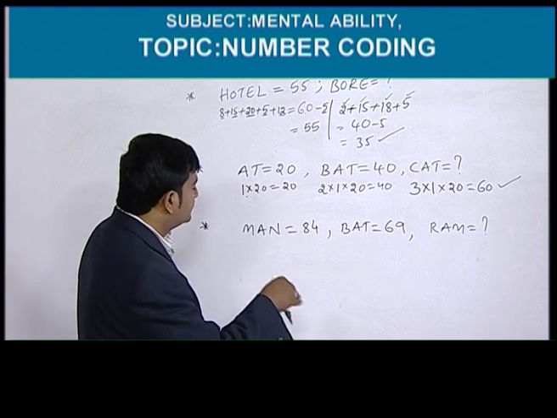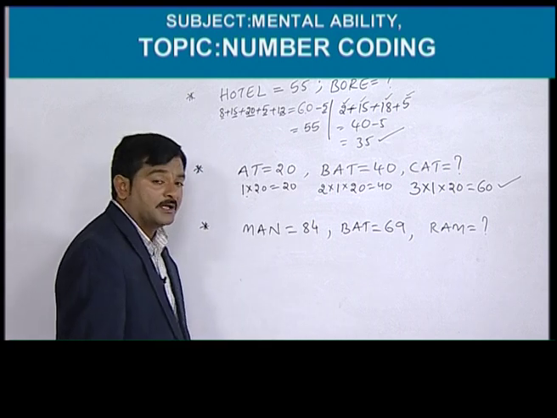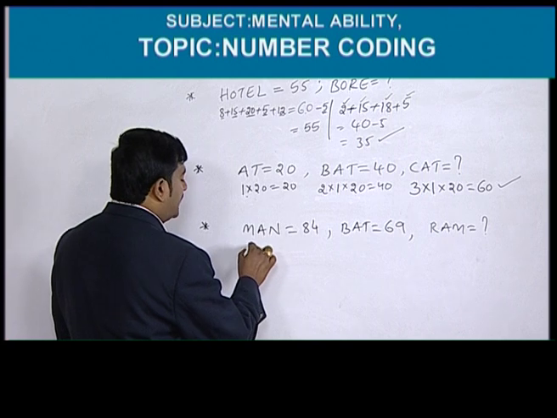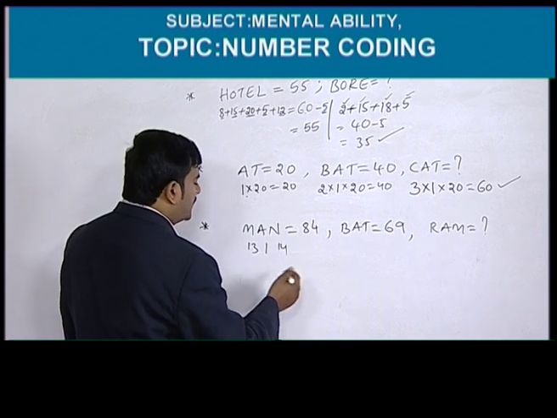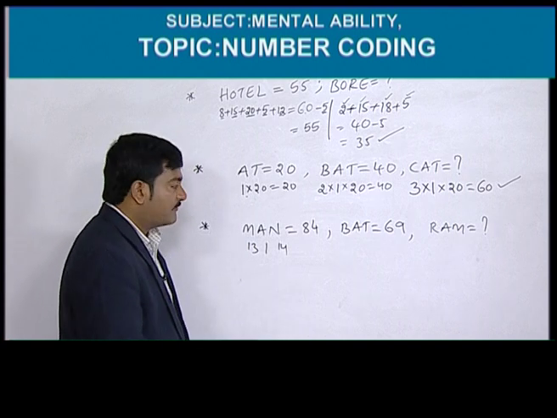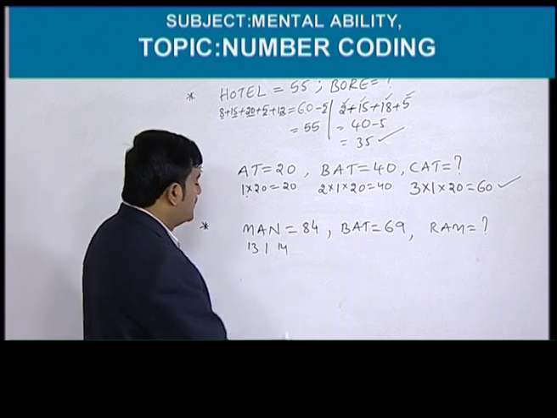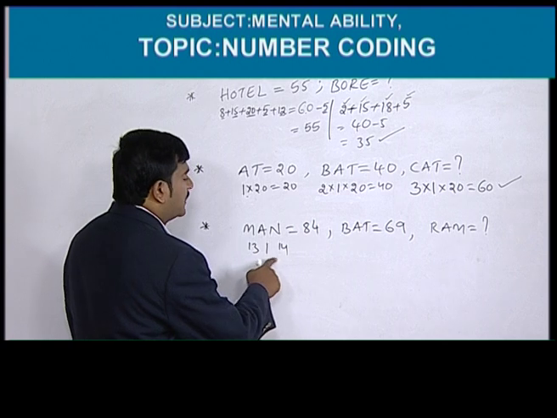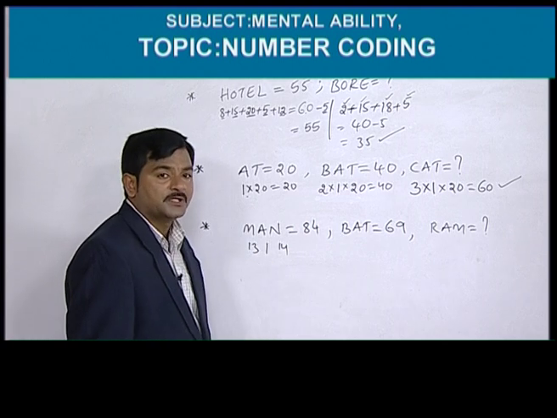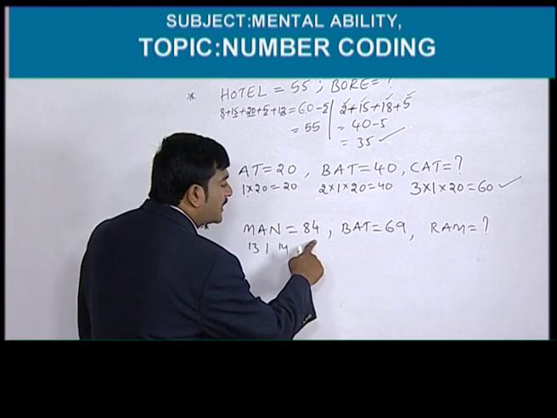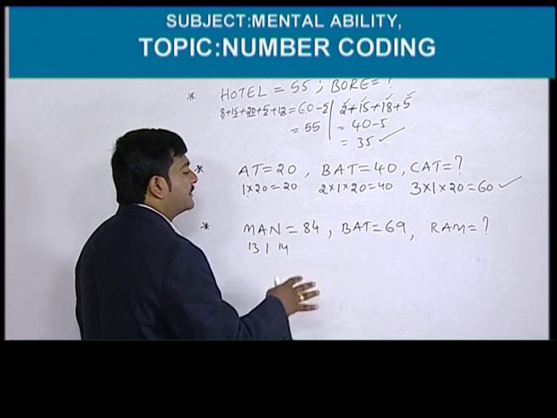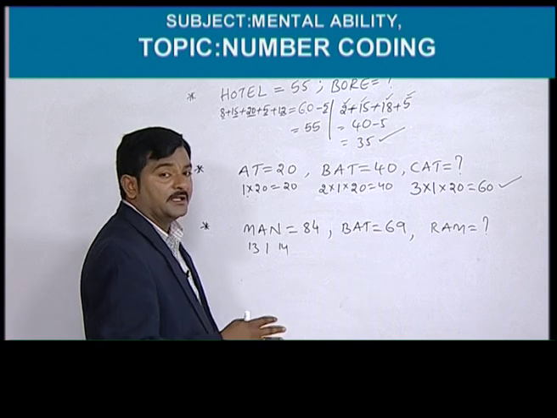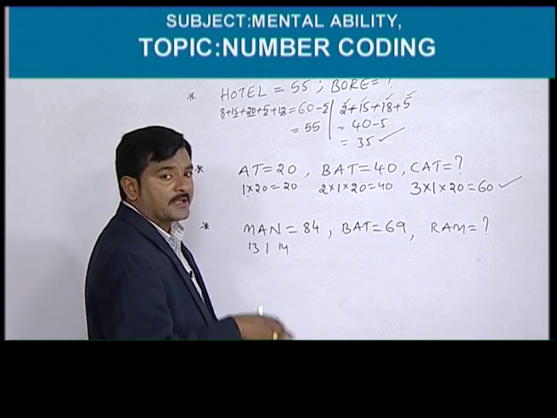Roughly, randomly, we will assign the numbers. M means how much? 13. A means how much? 1. N means how much? 14. Once we add all these, are we getting 84? We will get the idea. 13 plus 1, 14. 14 plus 14 how much? 28. But is it 28 here? No. How much is there? 84. We cannot conclude anything. Means we are not finding any relation between the given word and the numerical number.